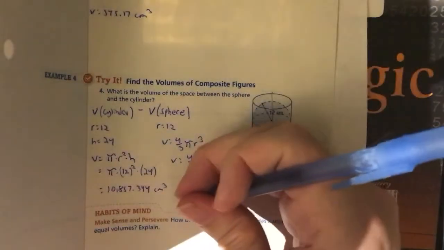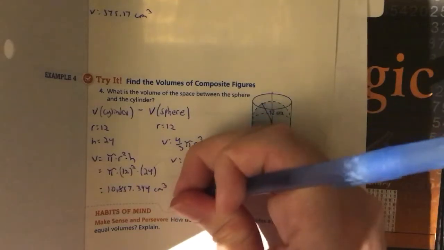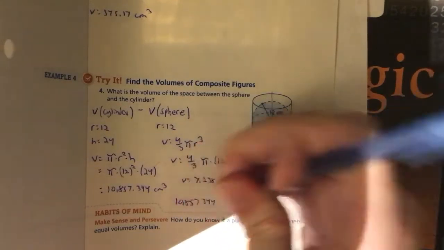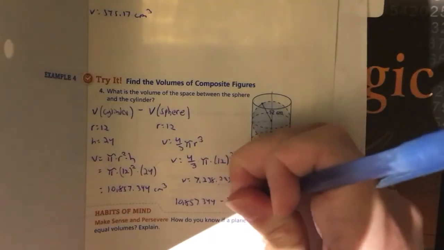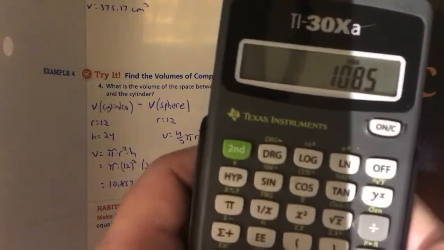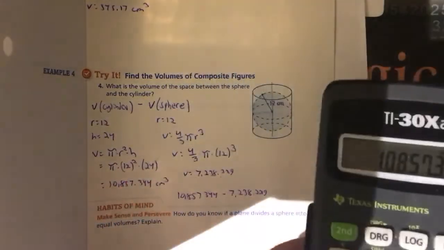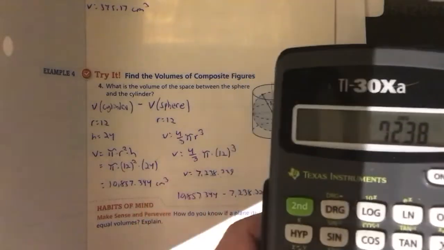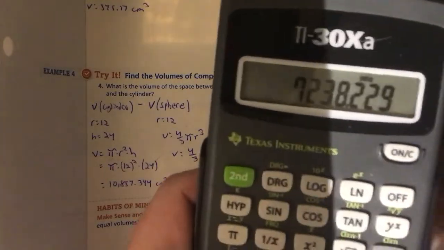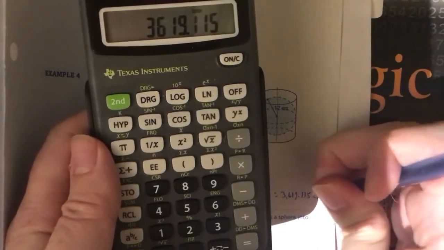So to get the total volume, I just take the two and subtract them. 10,857.344 minus 7,238.229. Let's do that. 10,857.344 minus 7,238.229 gives me an answer of 3,619.115 centimeters cubed.